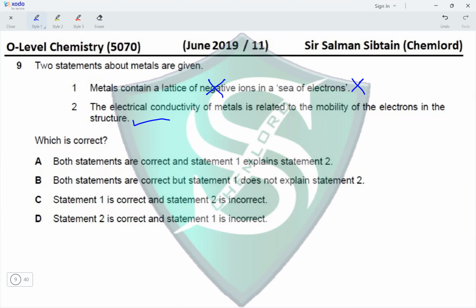So which is correct? Both statements are correct? No. Both statements are correct again? No. Statement 1 is correct? No. Statement 2 is correct and statement 1 is incorrect. This is the right choice. So option D is the correct option for this question.